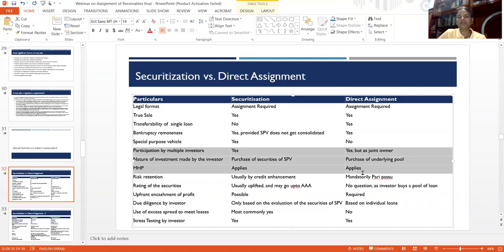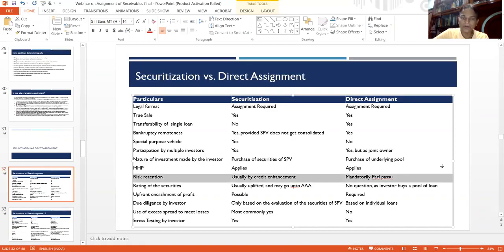The minimum holding period will be applicable in both the cases. And also the minimum risk retention will be applicable in both the cases, though in case of a direct assignment, there cannot be a credit enhancement. Somehow, for whatever reason, the RBI guidelines have not permitted credit enhancements in case of a direct assignment. In case of securitization, credit enhancement is the norm. That's how the business moves world over. It's the norm. But in case of a direct assignment, because it's a straight sale of loan from somebody to somebody, credit enhancement by the seller is not permitted in such a deal. It's not allowed at all. Therefore, there might be risk retention, but that would mostly be on a pari passu basis only.